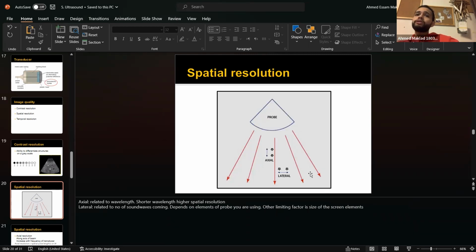For the lateral resolution itself, it doesn't have anything to do with sound waves, but it depends on what type of piezoelectric crystal you're using. There are different types, and there are higher quality ones and lower quality ones. This is more of a technical issue. You don't really need to know it yet. But the one you need to focus on is the axial resolution, and you need to remember that the shorter the wavelength is, the higher the frequency, the better your spatial resolution is.